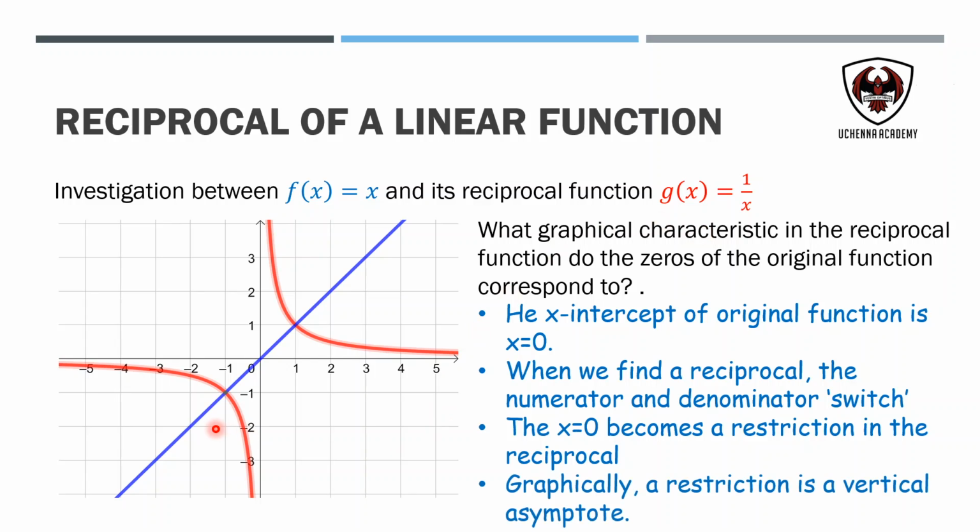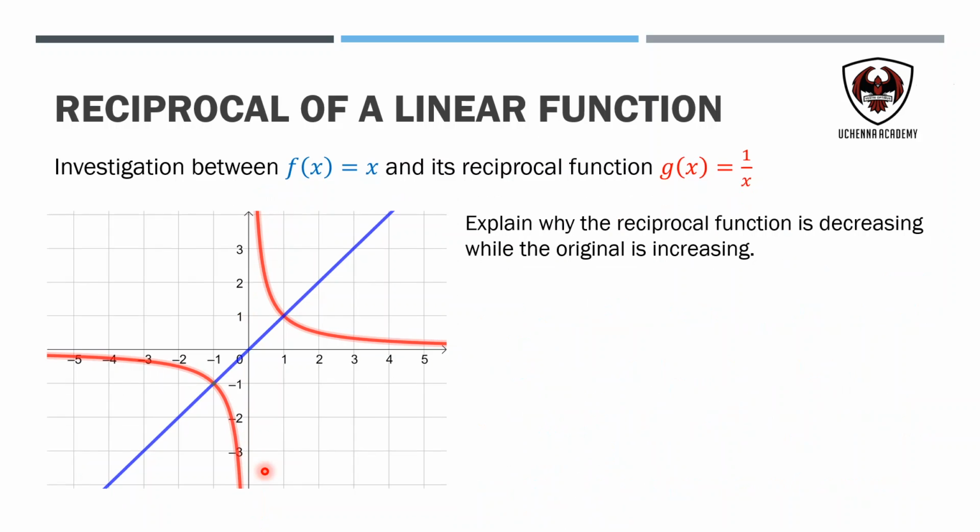And graphically, this restriction is called a vertical asymptote. So there it is. We've drawn it with a dashed vertical line. And an asymptote is nothing more than an imaginary line that the function doesn't touch, but it gets very close to.